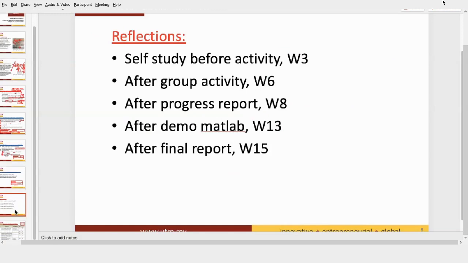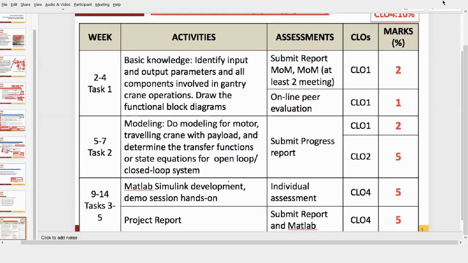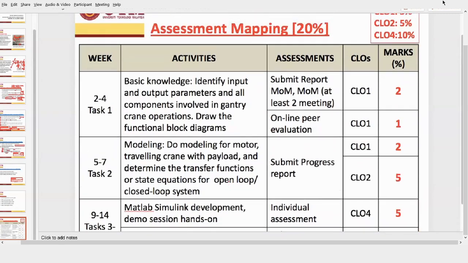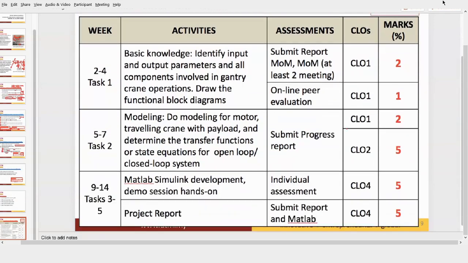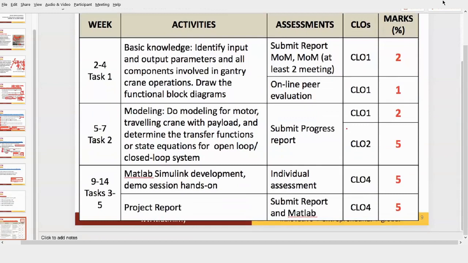Okay, reflection, and then this one is your final, what we assess you on. Actually, it has been discussed what CLO1 and CLO2 are, based on your activity before the break. So you have done the basic knowledge and basic principles of the gantry crane, the modeling, and writing the minute of meeting and the progress, and you get 10%. And then the second part is the modeling, simulation and MATLAB development. There is another 10%.